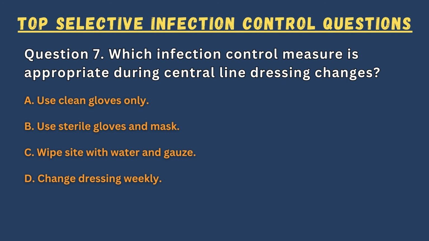Question 7. Which infection control measure is appropriate during central line dressing changes? A. Use clean gloves only. B. Use sterile gloves and mask. C. Wipe site with water and gauze. D. Change dressing weekly.